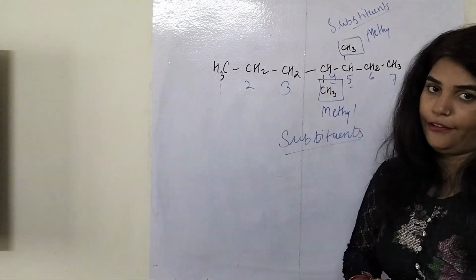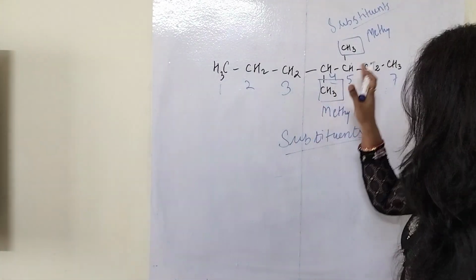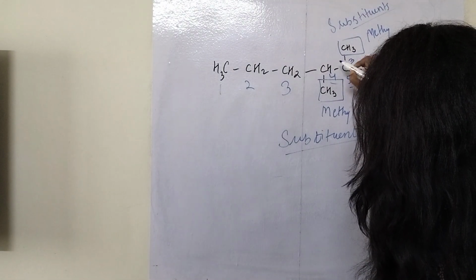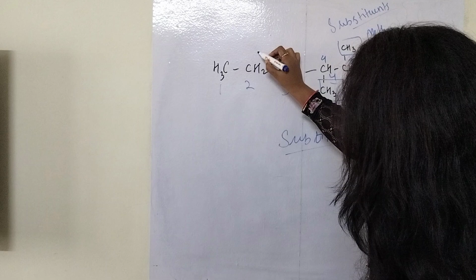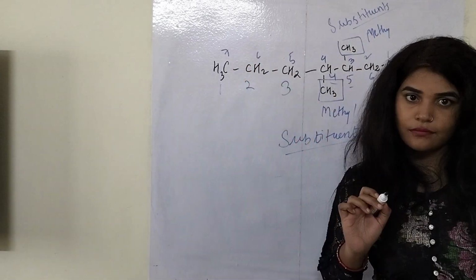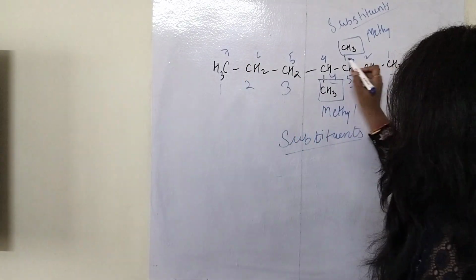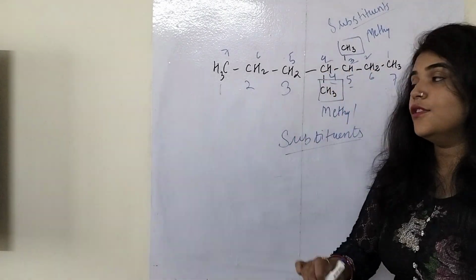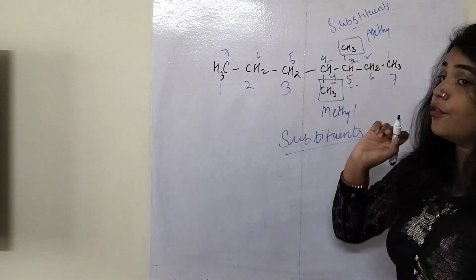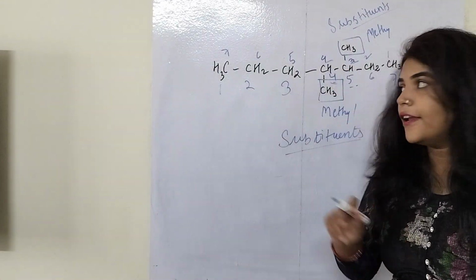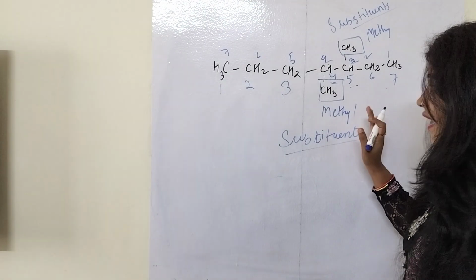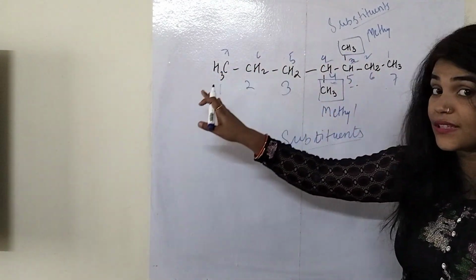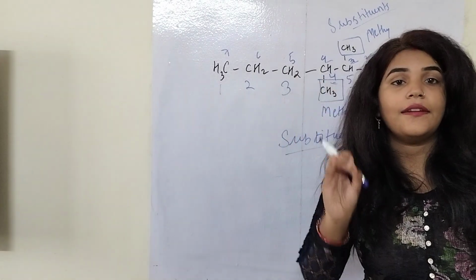4 and 5. Okay. Now let's try to give the number from this side. It will be 1, 2, 3, 4, 5, 6 and 7. From this side, what numbers are the substituents getting? 3 and 4. So between 4 and 5, and 3 and 4, which one is the smallest number? It will be 3 and 4. So we will take the numbering from this side. Why are we taking the numbering from this side? So that our substituents get the lesser number.